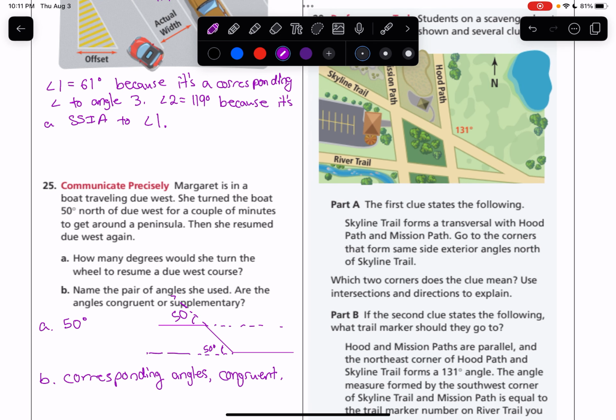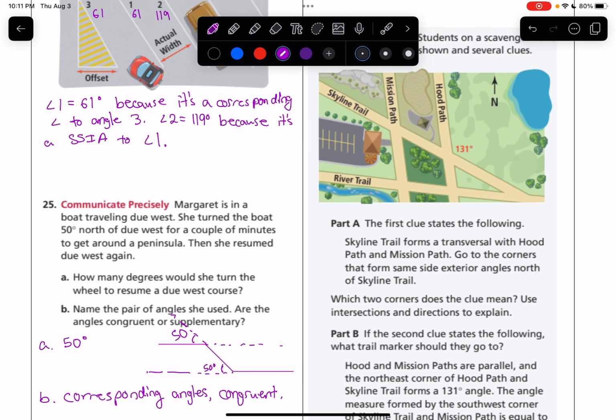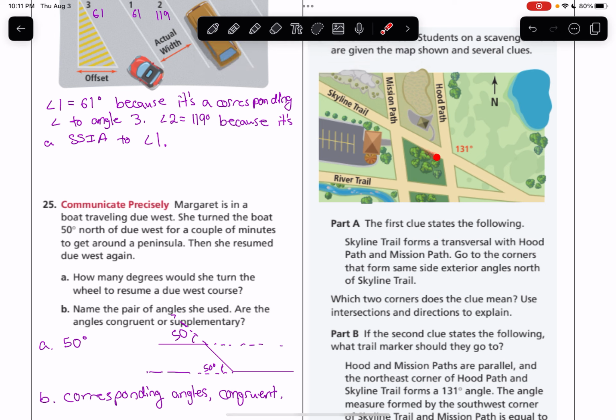The first clue states the following. Skyline Trail forms a transversal with Hood Path and Mission Path. Go to the corners that form same side exterior angles north of Skyline Trail. So if here's Skyline Trail, if we're going north of it, we've got same side exterior angles right here and right there. Which two corners does the clue mean? Use the intersections and directions to explain.